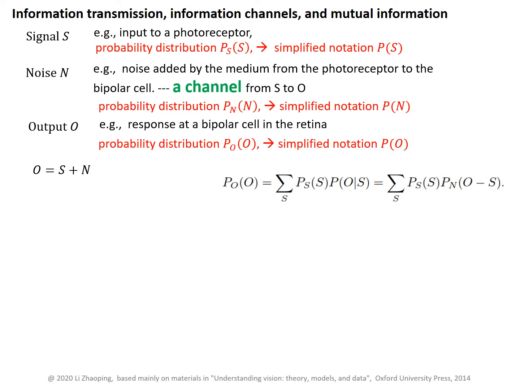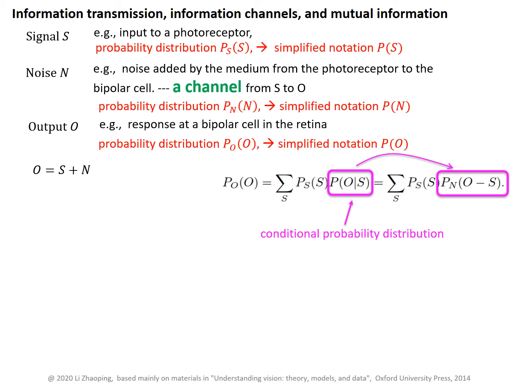A given value O can be caused by all possible combinations of signal S and noise N that sum up to its value O. So in particular, the conditional probability of O given S is equal to the probability that noise N is equal to the difference between O and S. The result of this summation is called the marginal probability. And so these two are also marginal probabilities, and these are just terms we use to call such probabilities.